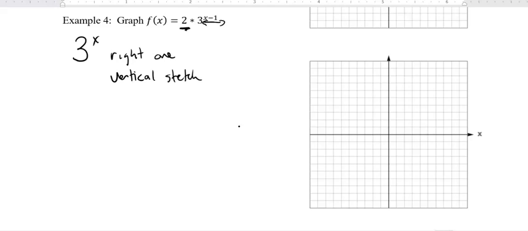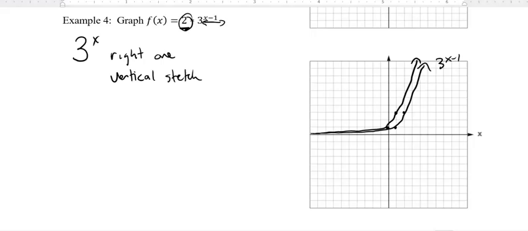For this one, we go right 1, and then this is a vertical stretch of 2. So here's my original function. I like to graph a couple points here. That's 0, 1, and 1, 3. That's 3 to the x. We're going to move it right 1. So there and there. This is 3 to the x minus 1.